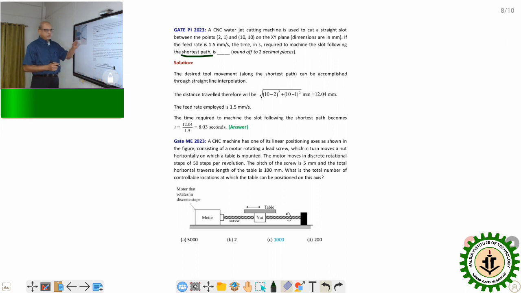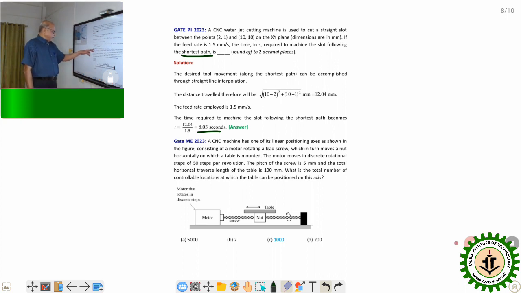So if the tool is supposed to move from the point (2, 1) to the second point (10, 10), the minimum distance covered will be under root of (10 minus 2) square plus (10 minus 1) square, which is 12.04 millimeter. Feed rate is 1.5 millimeter per second. There is no acceleration, no deceleration, so distance equal to velocity times time will be applicable. So time will be equal to displacement divided by the velocity. Your answer will be 8.03 seconds.